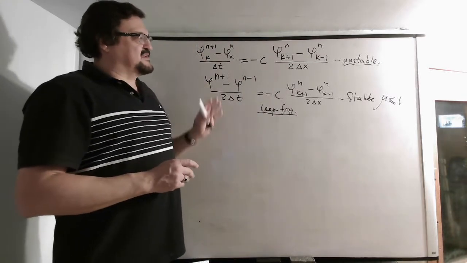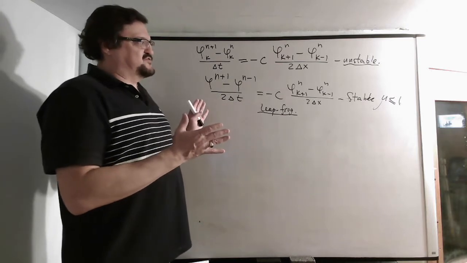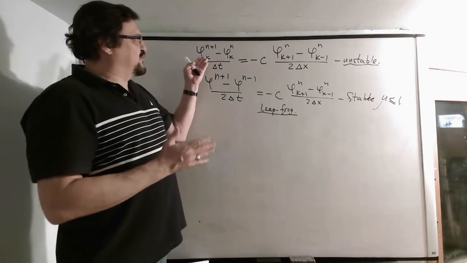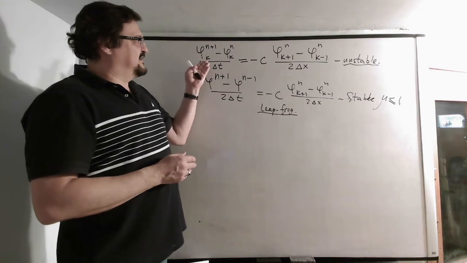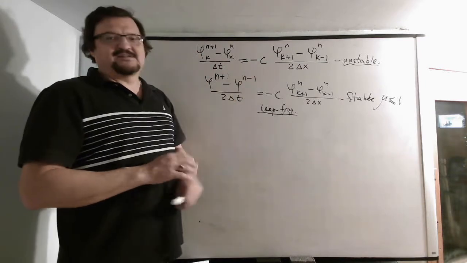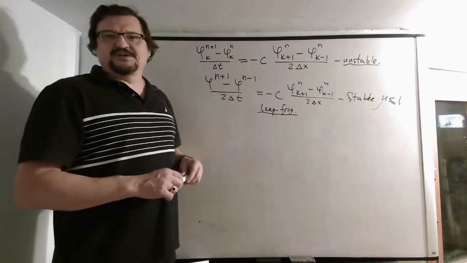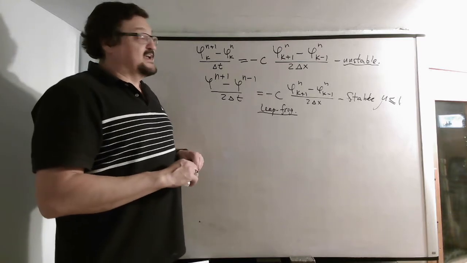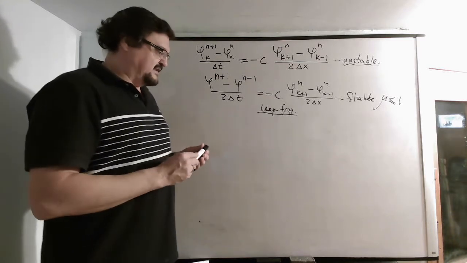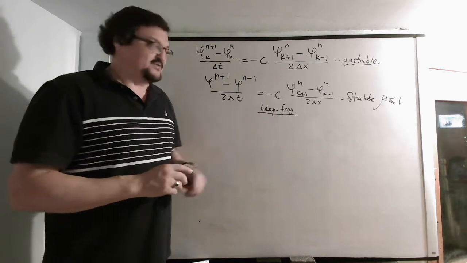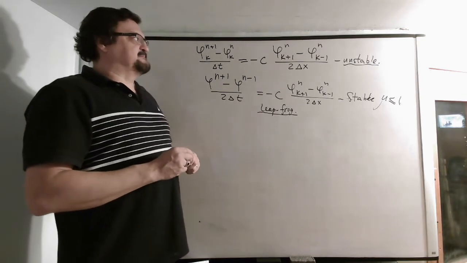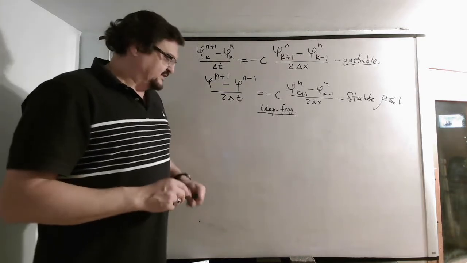So, is there some other way? Can we actually still use this forward in time scheme like here, and still use centered high order approximation of derivatives in space? Actually, there is such a way, and there are actually many ways of doing that, and that's what we're going to discuss next.